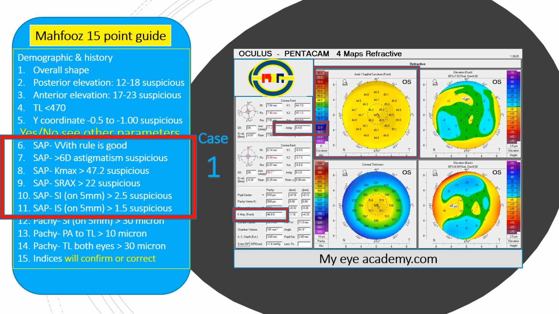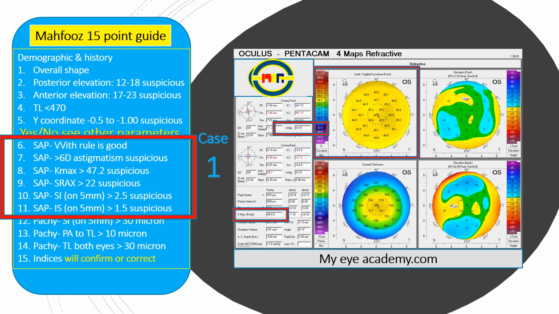First of all, in the SAP map, look at that. There's a bow tie here. Astigmatism is less than 6 diopter, Kmax is less than 47, there is no SRAX, and superior inferior or inferior superior are within the normal range, so everything looks normal.